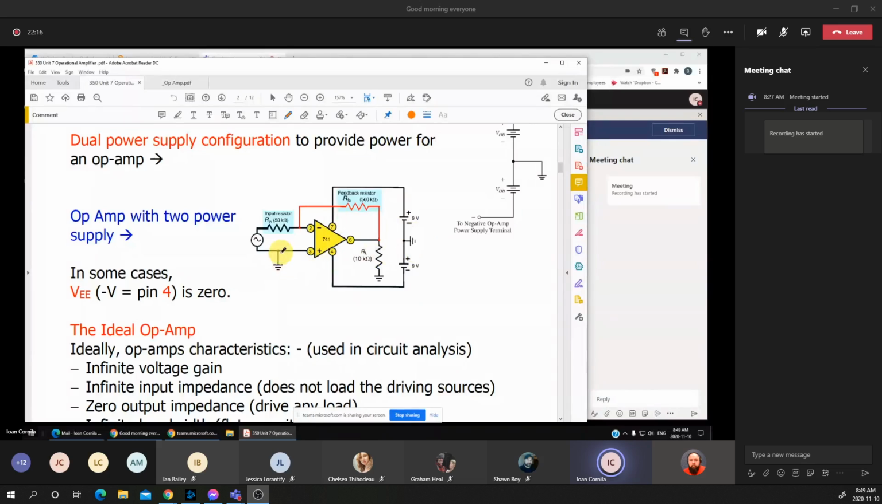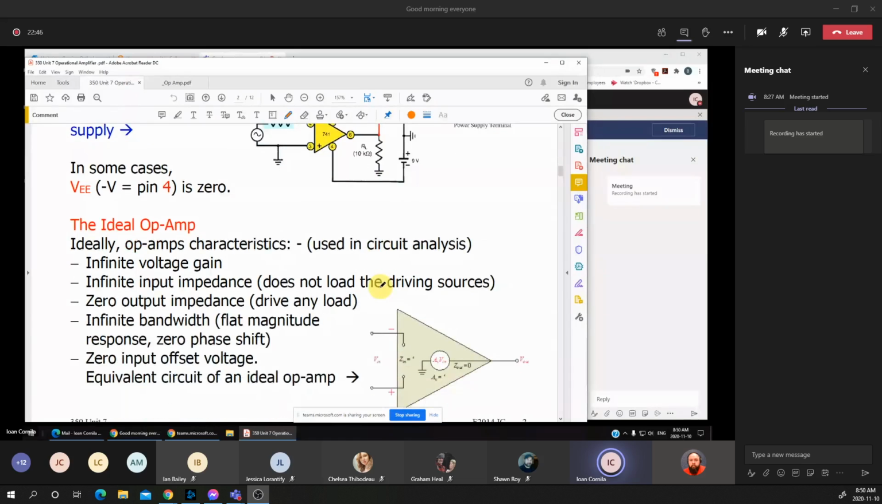The ground is used for the input and for the output. The output is connected to a load resistance, that's the RL, in this example 10 kilohms, which is connected to the ground. It means that the output voltage can swing between the two rails, or rail to rail, and the output voltage can be anywhere between the positive VCC and the negative VEE.